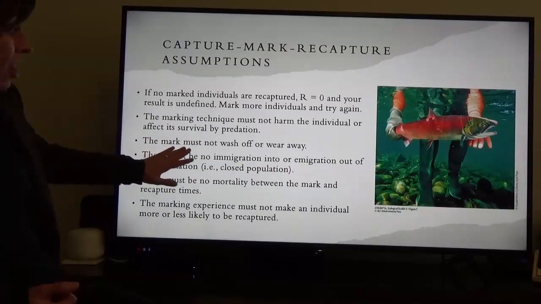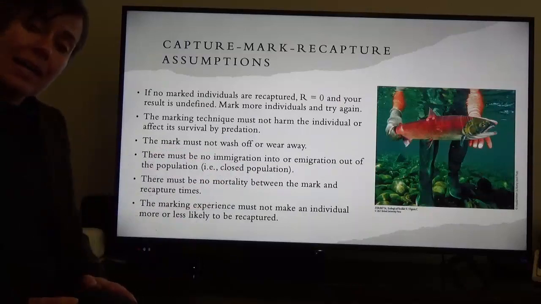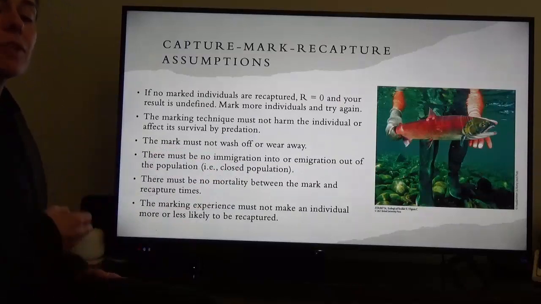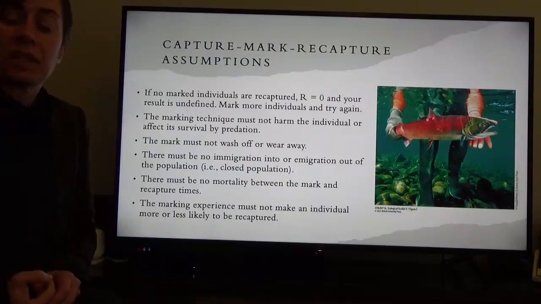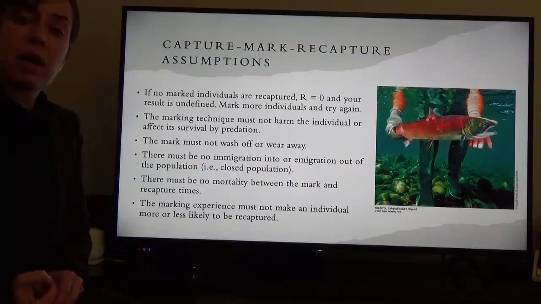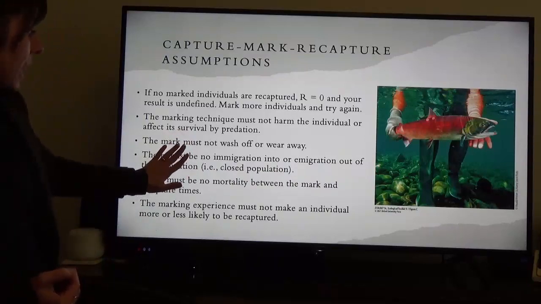The mark cannot wash off or wear away, and so you have to have something that's permanent. If you put a mark on something, if you draw on the shell of a turtle with chalk and then come back a week later, of course it's not going to be there, and you will have no idea which of those individuals were marked by you. So the mark has to stay on.